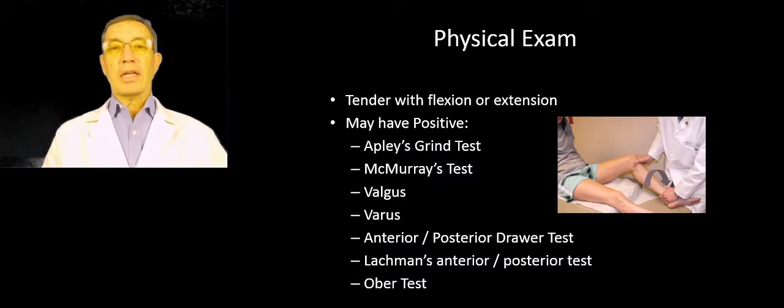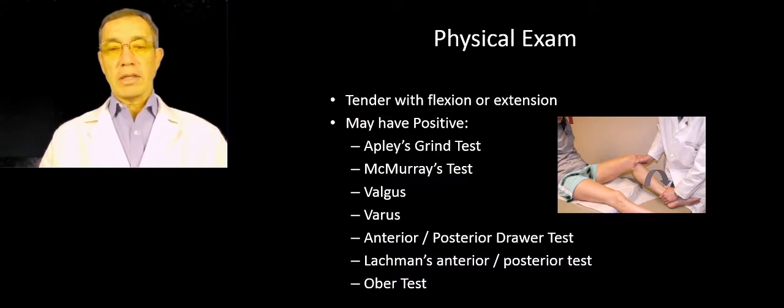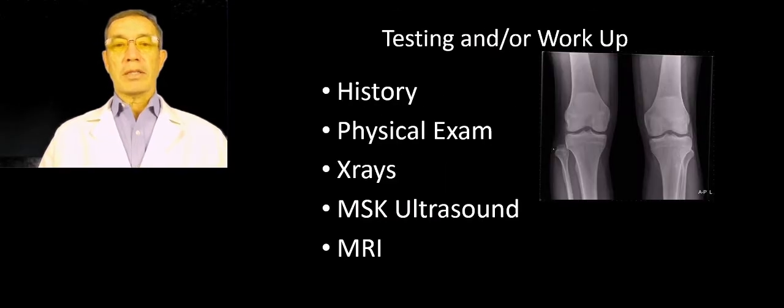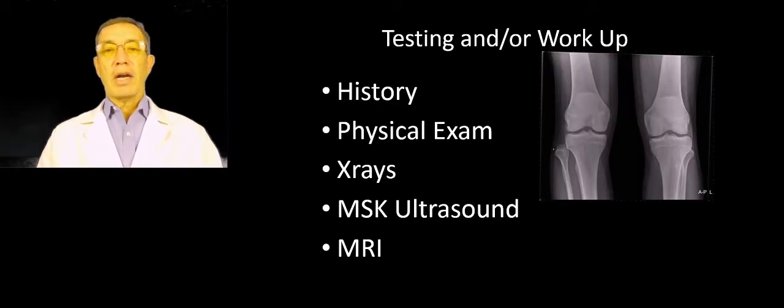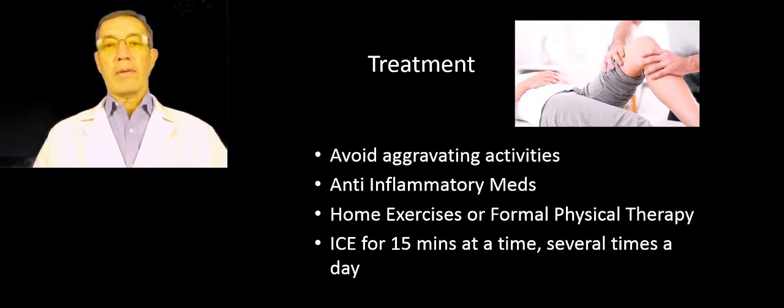And they may have different kinds of positive provocative tests: Apley, McMurray's, tenderness to varus or valgus stress, anterior-posterior drawer, Lachman test, anterior or posterior Lachman's, and Ober's test. So there's testing, and the workup is usually history, physical, x-rays, sometimes musculoskeletal ultrasound, and even MRI.